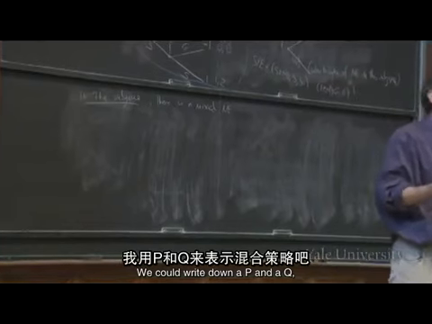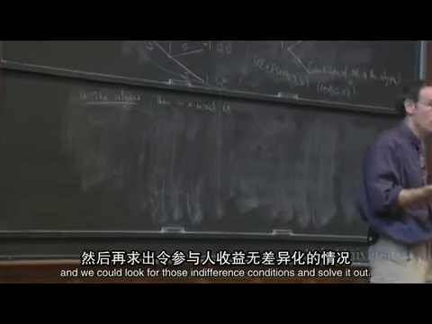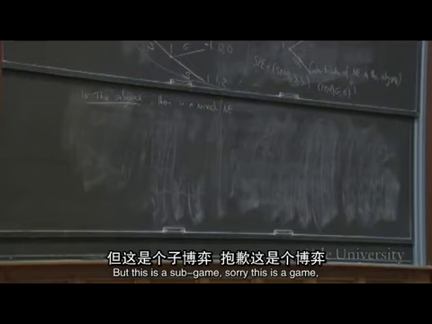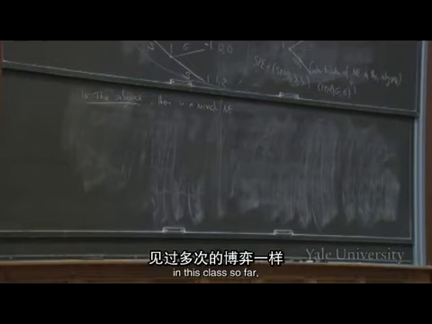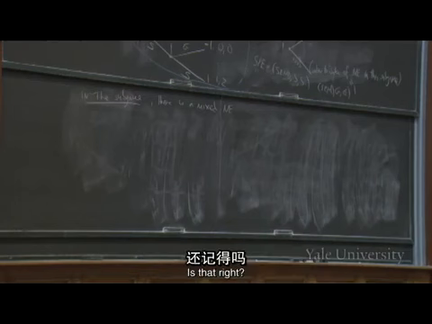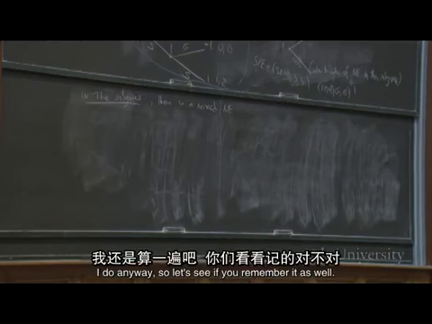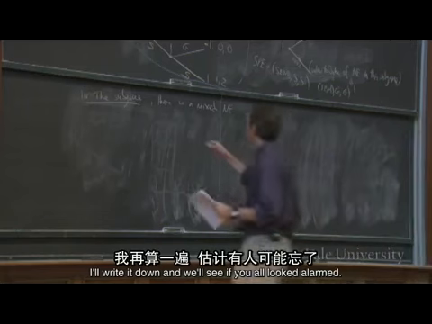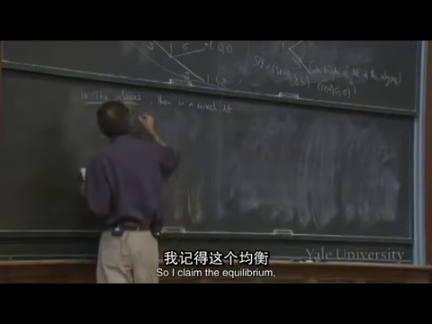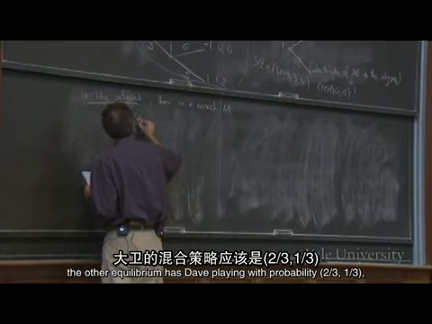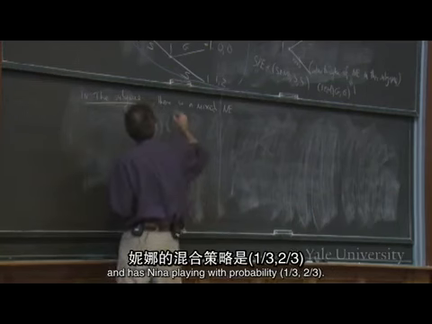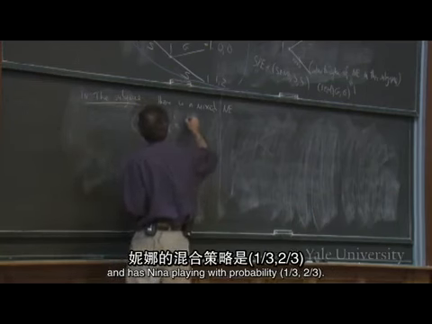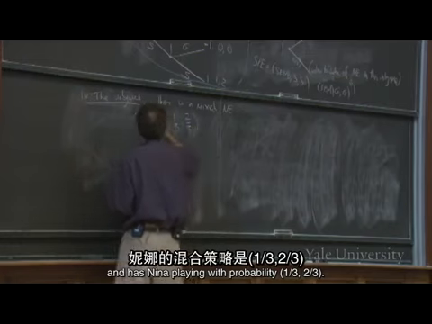We could write down a P and a Q, and we could look at those indifference conditions and solve it out. But this is a game. This subgame corresponds to a game we've seen many times in this class so far, and I think we probably remember what that equilibrium is. Is that right? I do anyway. So let's see if you remember it as well. I'll write it down, and we'll see if you all look alarmed. So I claim the other equilibrium has Dave playing with probability 2/3, 1/3. And has Nina playing with probability 1/3, 2/3.